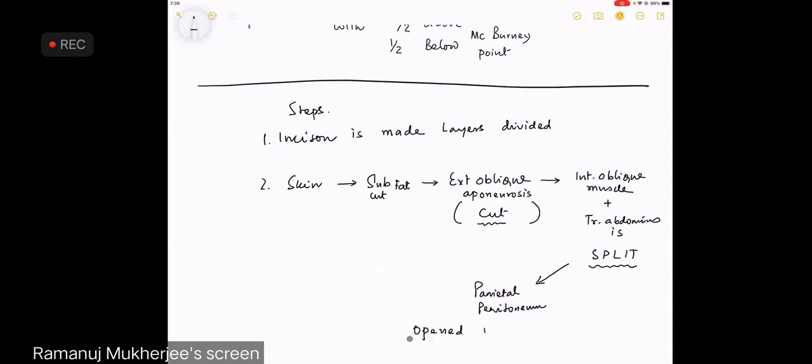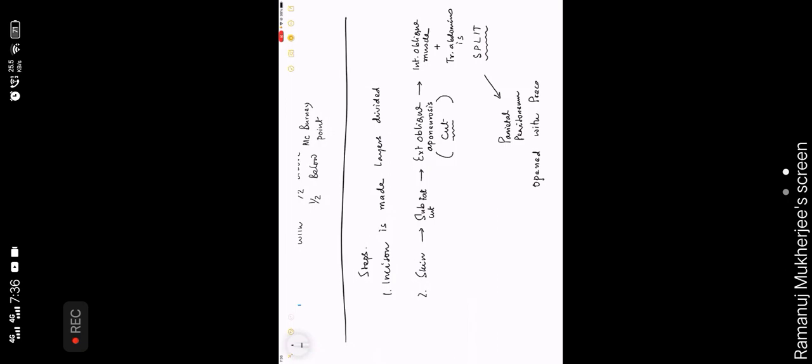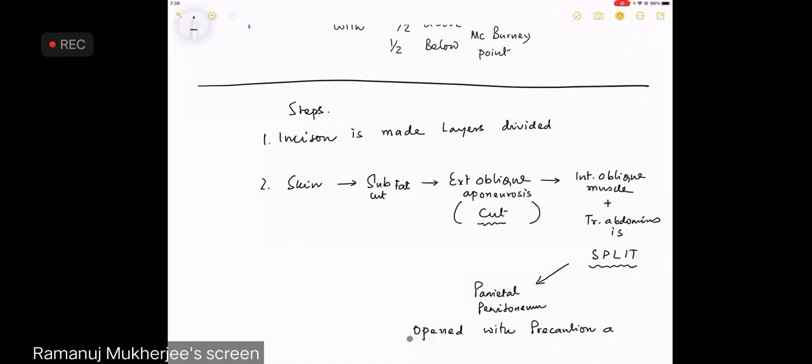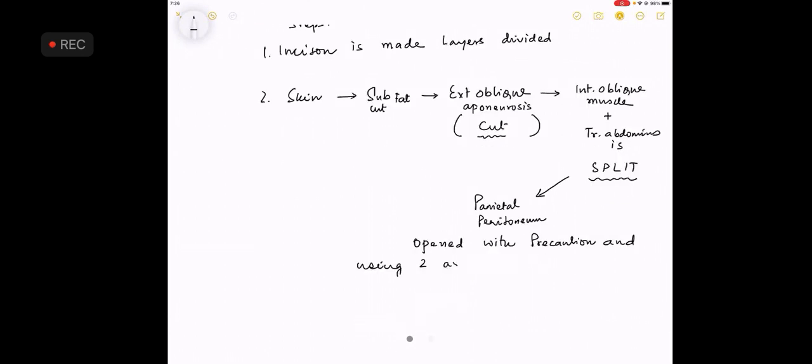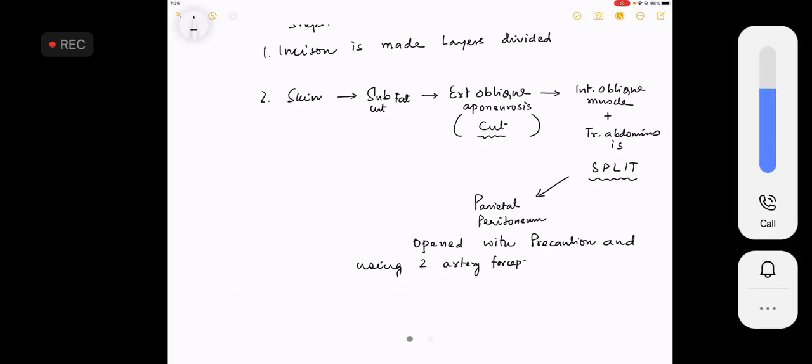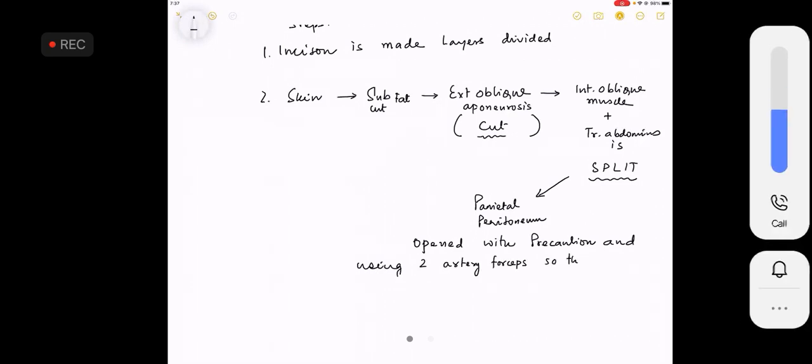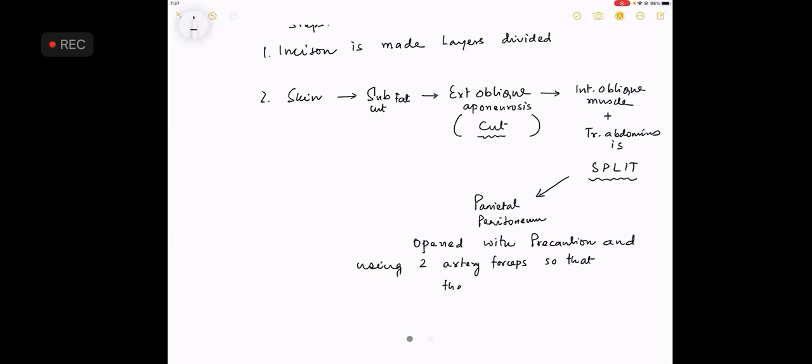opened with precaution and using two artery forceps so that the underlying gut is not injured.